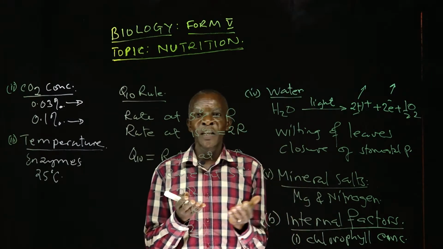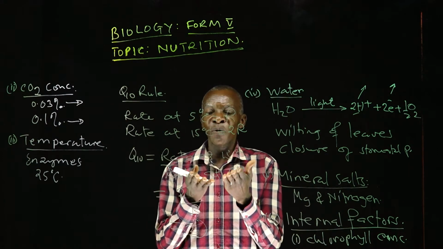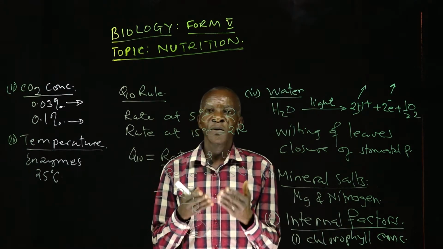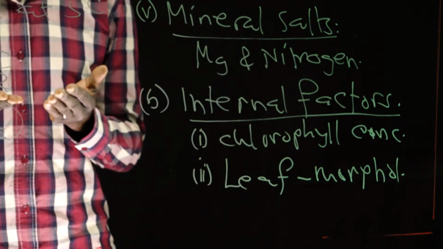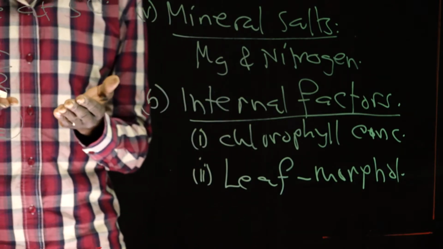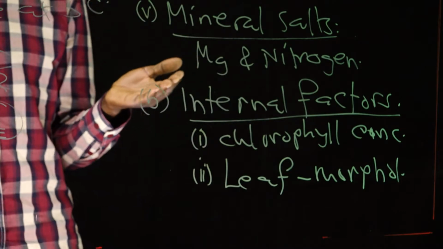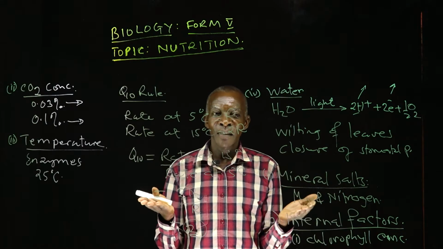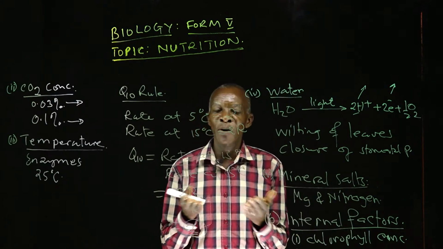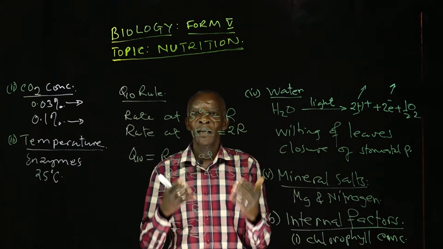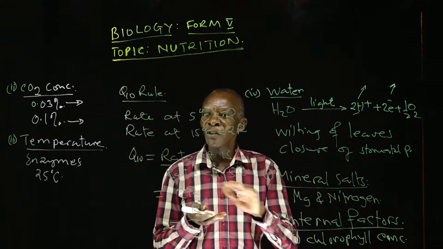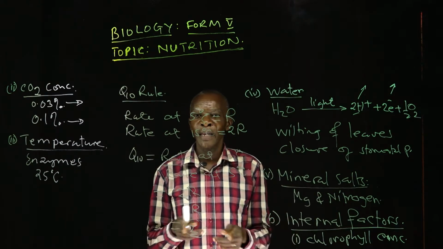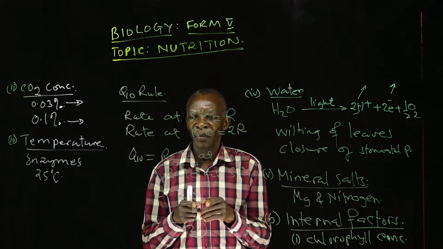The general structure of the leaf has also a great influence on photosynthesis. We have broad leaves. If the leaf is broad, it is much exposed to light, more exposed to carbon dioxide. It will take in more light, it will take in more carbon dioxide, and therefore the rate of photosynthesis will be high as compared to the narrow.